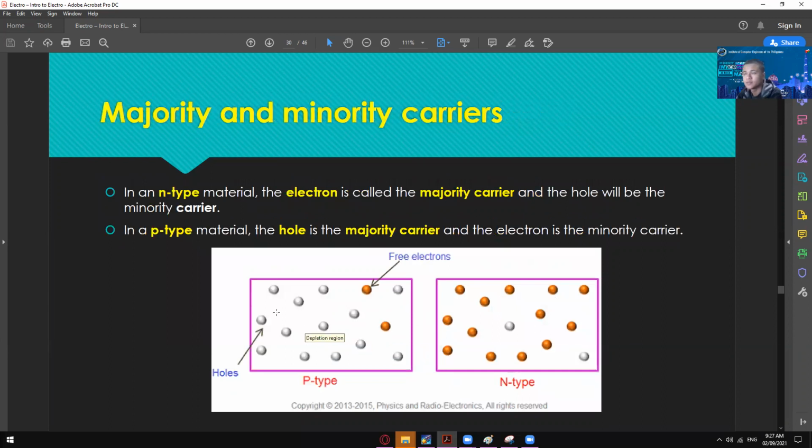Okay, so let's talk about majority and minority carriers. This one is very easy to understand. When we say P-type, we have more positive material in it, which is the hole. We call that one a hole, or p-type. The majority of this one is holes, the white ones. And then the other one, which is the N-type, has more negative material, which is the electron. The majority of this one is the orange ones, which are the electrons. So we call this one N-type, or free electrons.